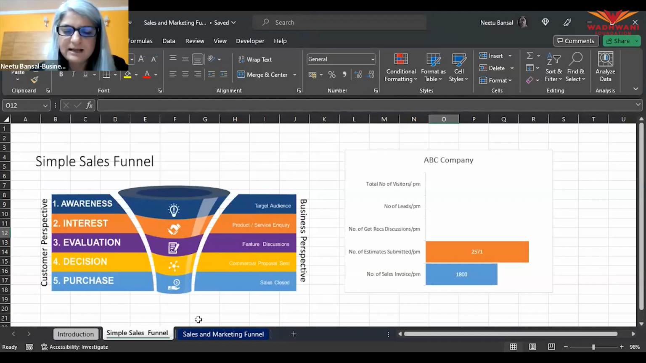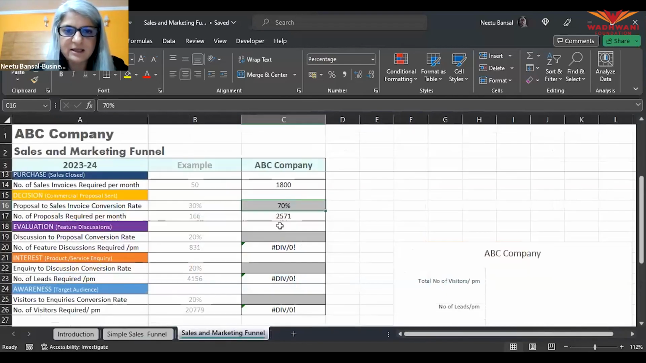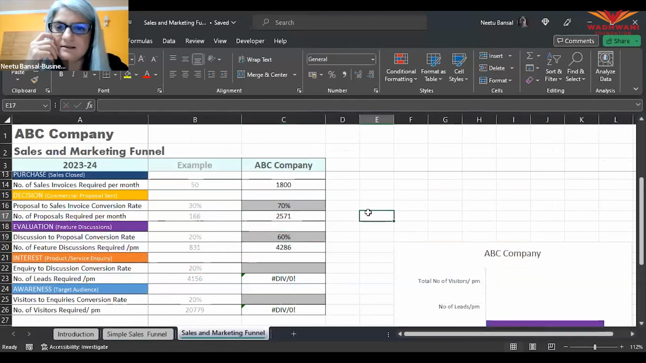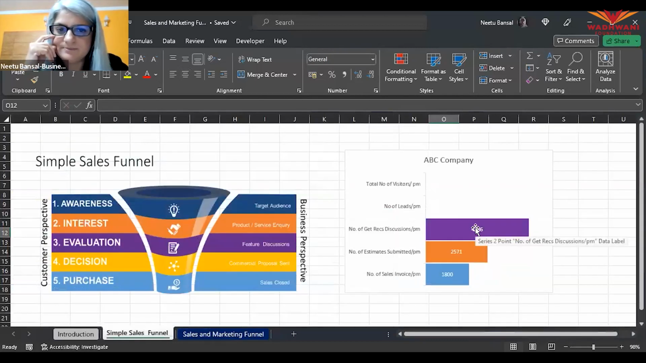Okay, so now let's go back to the next stage. From every 10 feature discussions that we are having, how many of them move into a pricing discussion? So I'm saying, hey, you know what? Out of 10 people with whom I have a detailed feature discussion, at least 6 of them ask me for the prices and start getting into a pricing negotiation stage. So that means it is 60% conversion. So I just put 60 over there. It will take the percentage as a conversion. So now you see again my funnel is being built.